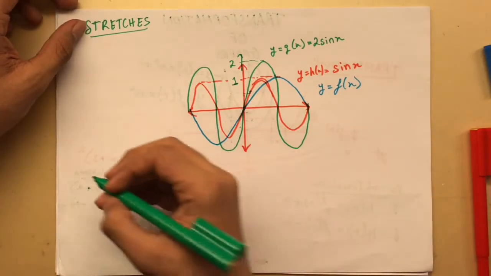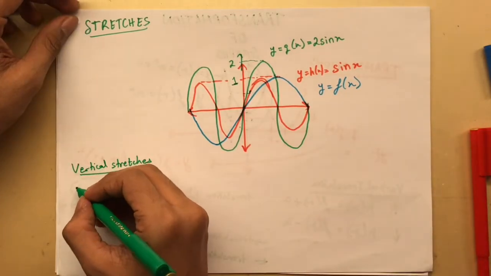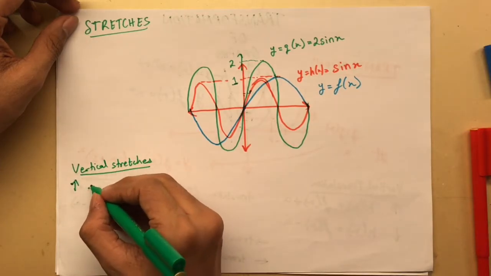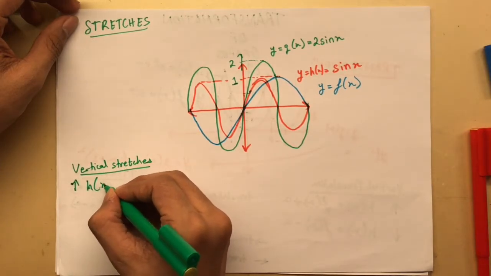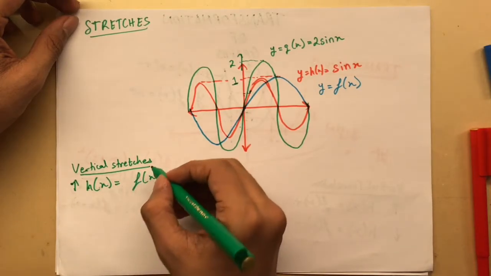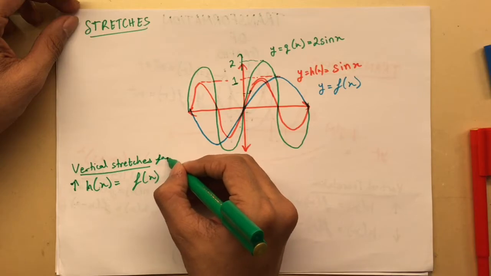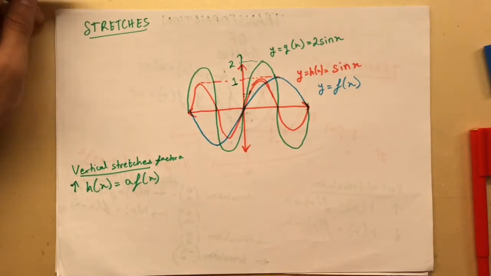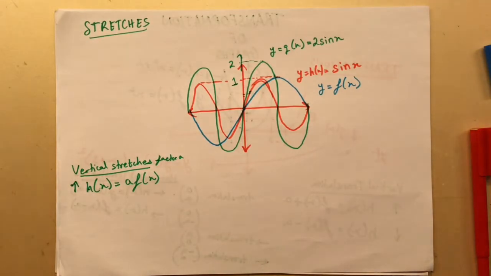So now for vertical stretches, if the original function is h of x, you would make it a vertical stretch by factor a by making it a times f of x. So now that could be 1 upon 5, or that could be 5. And what you are basically doing is multiplying each output value by that number.